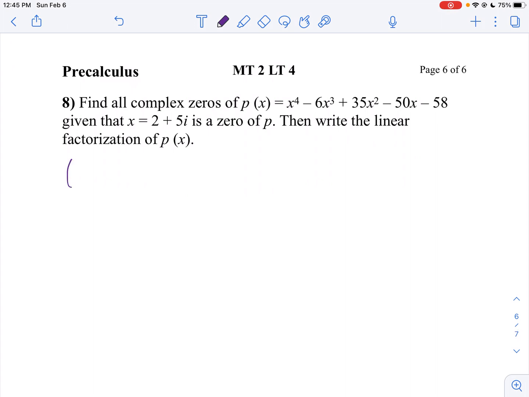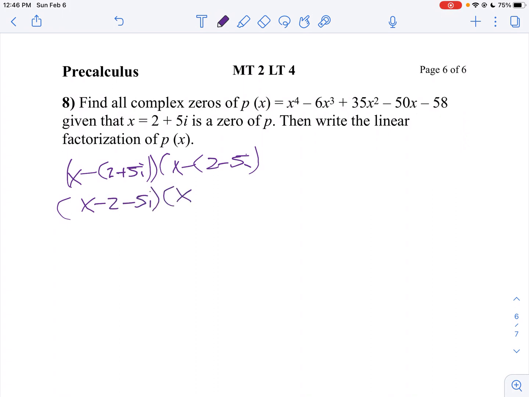I'm going to say x minus 2 plus 5i times x minus 2 minus 5i. Well, that'll be x minus 2 minus 5i times x minus 2 plus 5i. I'm going to multiply those together. So then I'm going to get x minus 2 squared minus 5i squared.